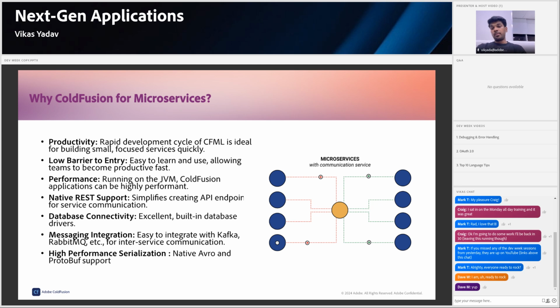Then in the microservice environment, messaging integration and a message broker are a must. It has a great integration with message brokers. We can very easily integrate ColdFusion with RabbitMQ and Kafka for inter-service communication. And on top of that, we have high performance serialization that enables ColdFusion developers to get the response fast, to speed up the entire microservice ecosystem.